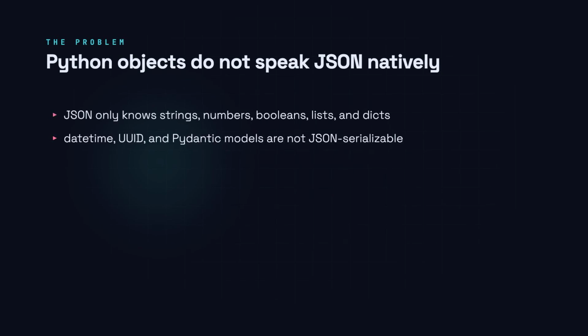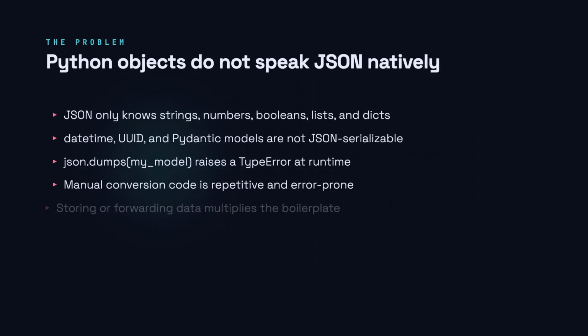You have a Pydantic model with a datetime field and a UUID field, and you want to send it as a JSON response or save it to a database. The moment you call Python's built-in json.dumps on that object, you get a type error, because the standard library has no idea how to serialize a datetime or a UUID. You end up writing the same tedious conversion code everywhere, and it is easy to miss a field.